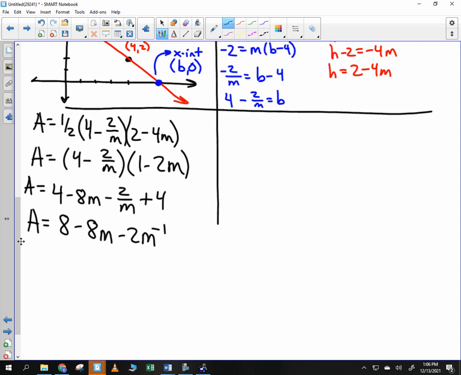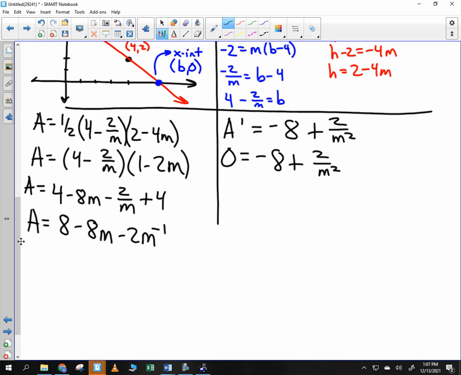What do I want to do with it now that I've come up with a function? Take the derivative and set it equal to 0, because that's where a maximum occurs. What's the derivative of 8? 0. What's the derivative of negative 8m? Negative 8. And what's the derivative of negative 2m to the negative 1? 2 over m squared. So 0 equals negative 8 plus 2 over m squared.